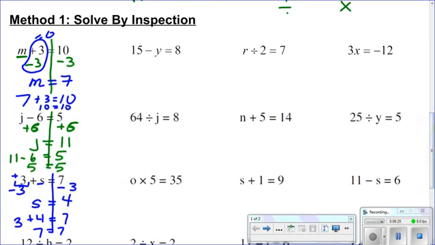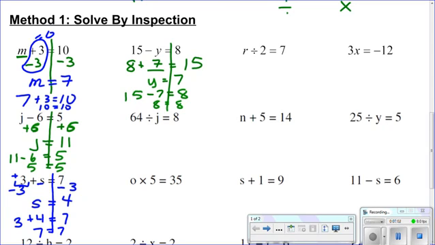When we look at the next one, 15 take away y equals 8. Same kind of idea, okay? So we need to use some strategies. How much do I need to take away from 15 to make 8? So let's start at 8 and count up. 8 plus what equals 15? Well, we start at 8 and we need to add 7. So that means y equals 7. And if we double checked, 15 take away 7 equals 8, and it does. Okay, and notice I'm still keeping my equal signs lined up as best as I can, even though I'm jumping around a little bit.